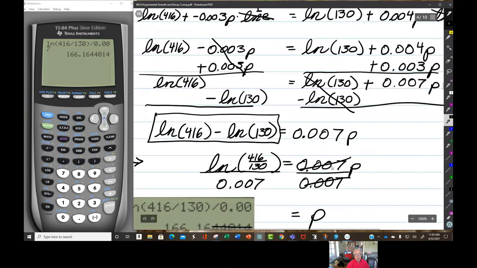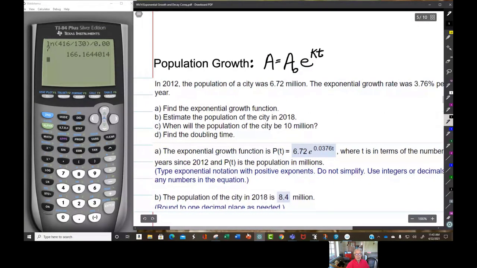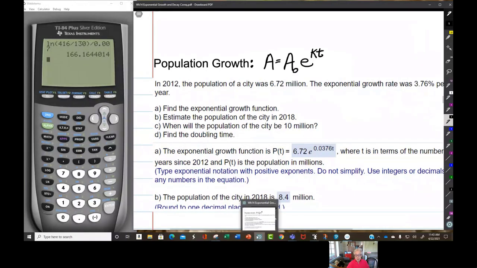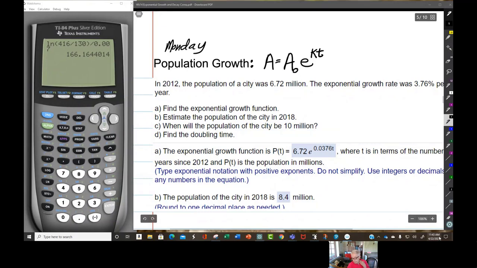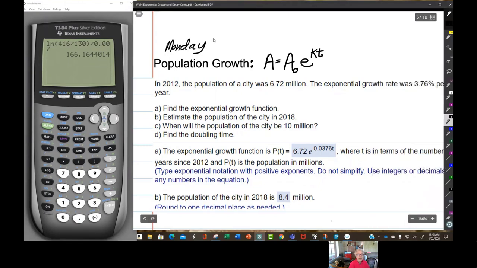And it is time to go, and we will pick up on population growth Monday. So let's put Monday. Monday will be 4:26, the last week of class. 4:26, 2021. And then the other days, we'll spend Monday finishing this up. And then Tuesday, Wednesday, and Thursday, we'll go over the practice final exam.